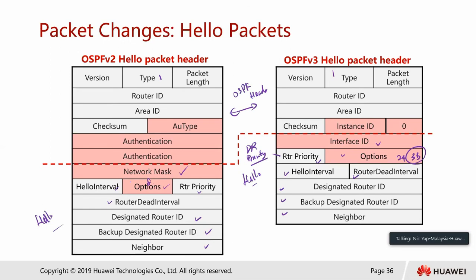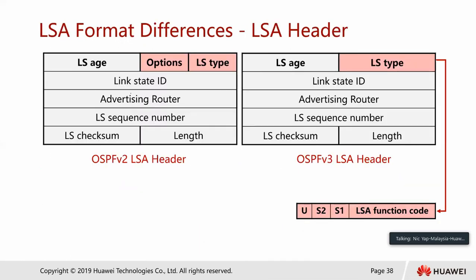This is the packet type for the LSA headers. Under LSA headers, this is OSPF version 2 and this is OSPF version 3. For OSPF version 2, we have the LS age, options, LS type, link state ID, advertising router, link state sequence number, and the checksum as well as the length. This is all the information inside the headers.